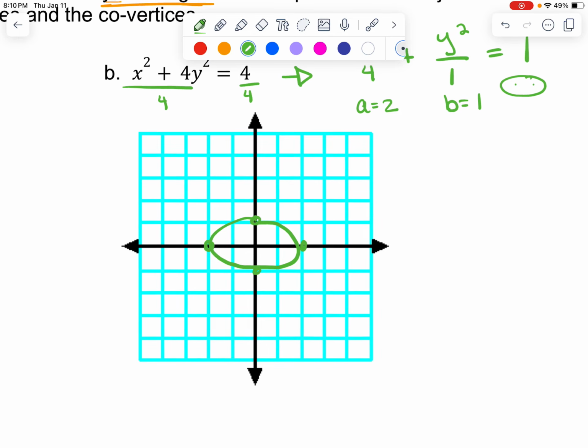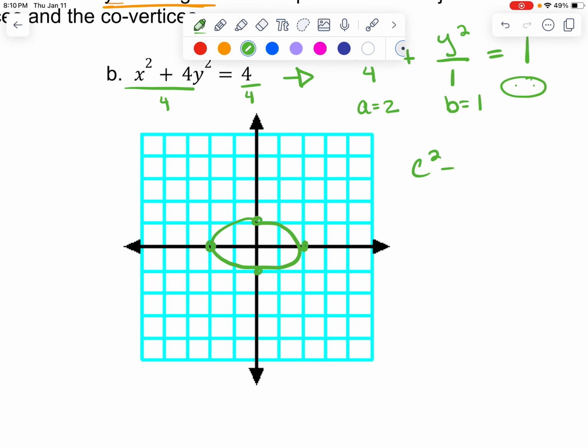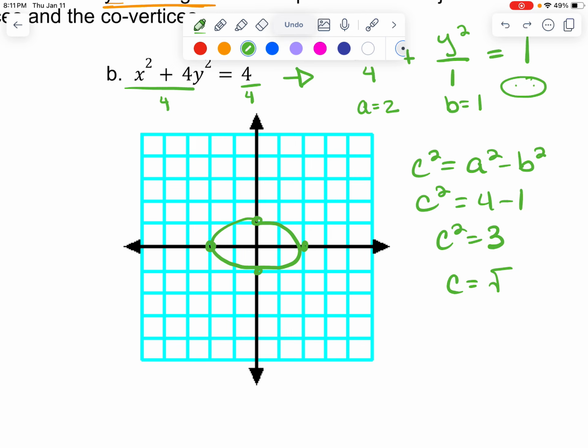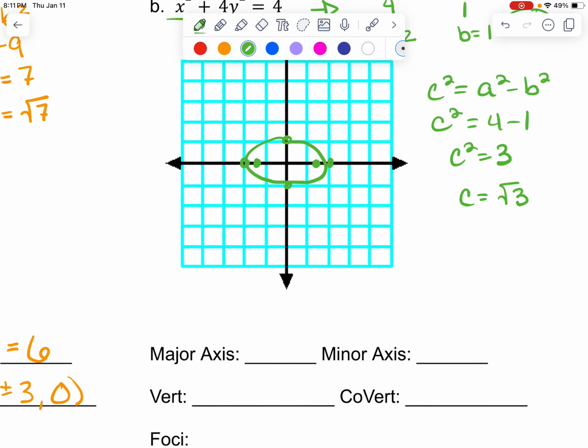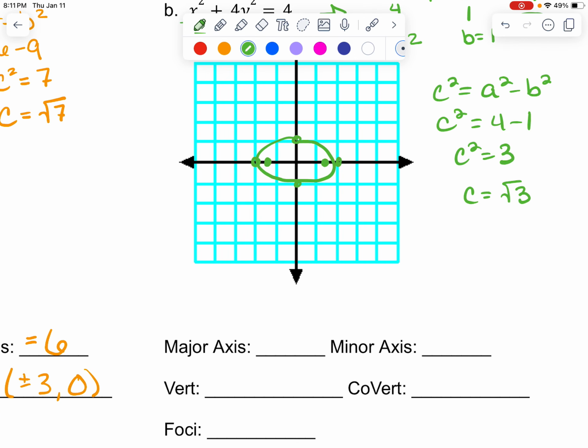If I'm going to find my foci, I use my c squared equals a squared minus b squared. So c squared equals 4 minus 1, and c is the square root of 3. The square root of 3 is more than 1 and less than 2. So here and here. Oh, my 3 disappeared. So my major axis has a length of 4.